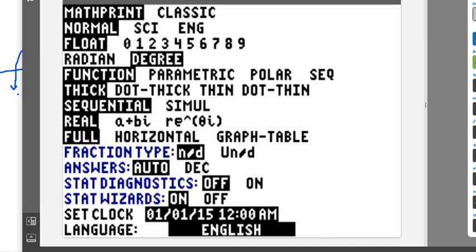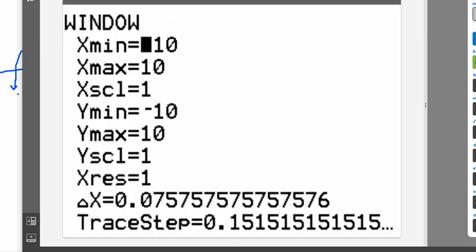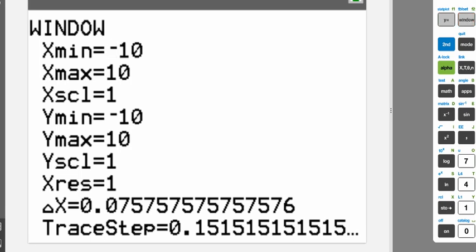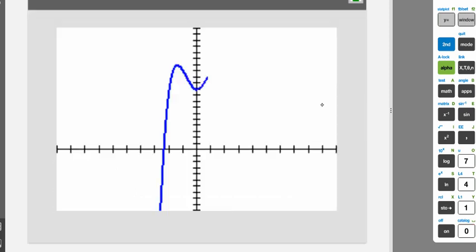So I'm going to go to my window. You'll select window on the calculator. Let me move this over a little bit. Select window, and then we need to change these y values. My graph doesn't go up high enough. Up is the y direction, and I need to change the maximum. I'll change it to 20 just to make sure I can see everything I need to see. And now it looks very similar.